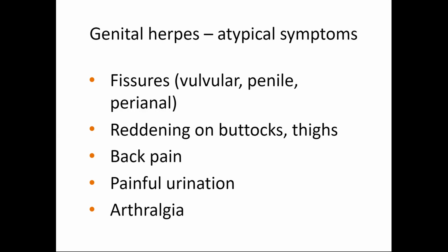And so what are those atypical symptoms that those 60% of people have? These are some of the more common ones. Fissures, either vulvular, penile, or perianal, reddening on the buttocks and thighs, back pain, painful urination, and arthralgia.